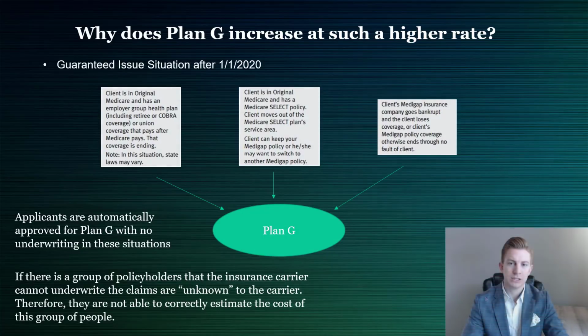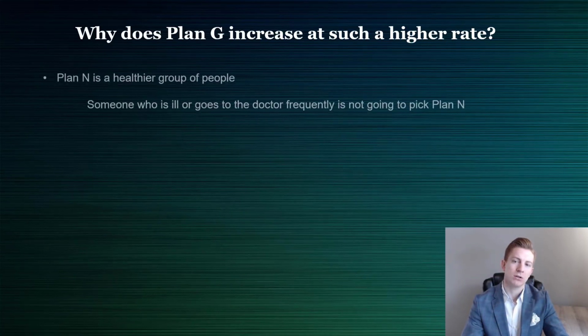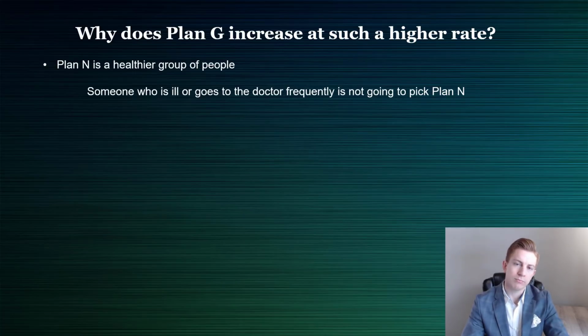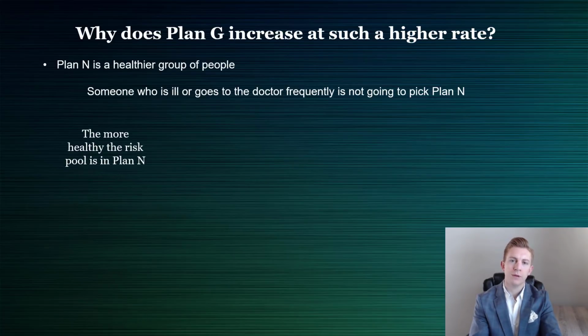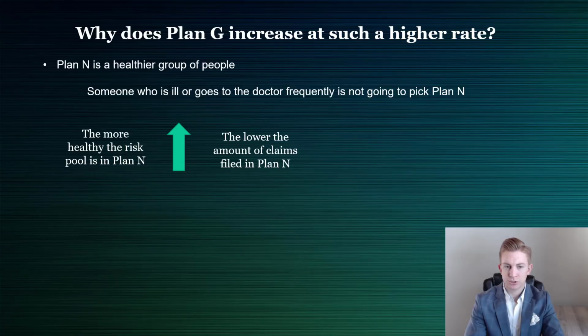When comparing Plan G and Plan N, Plan N increases at a lower rate because it's a healthier group of people. Someone who is ill or goes to the doctor frequently is not going to pick the Plan N because if they were to take all of their copays in that calendar year, if they're going to the doctor a lot, they're going to be back to what it would cost them on a Plan G anyway. So a lot of those folks would just pick the Plan G from the start. So the Plan N is a healthier pool of people. The risk selection in that group is much healthier because they're not using their plan as much.